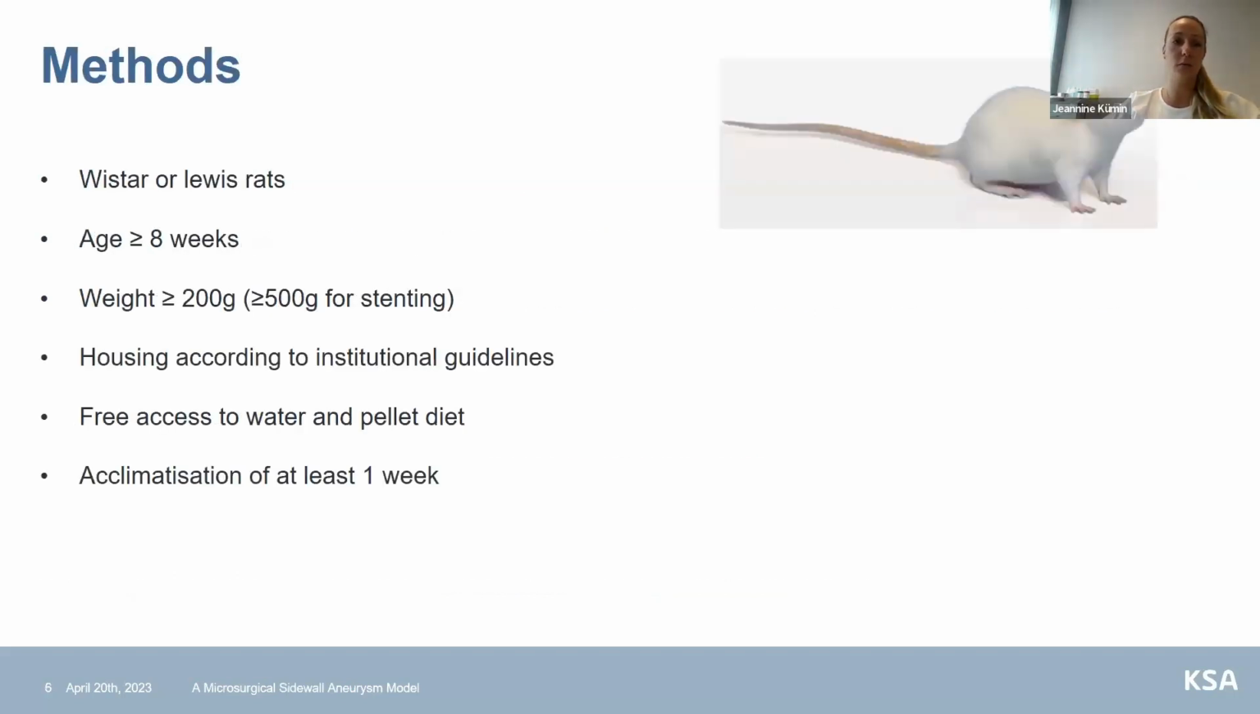We worked with different kinds of rats. We had Wistar or Lewis rats with a minimal age of 8 weeks and a weight of minimum 200 grams, or 500 grams if they were used for stenting. The animals were housed according to institutional guidelines with free access to tap water and pellet diet, and all animals were allowed an acclimatization of at least 1 week prior to surgery.